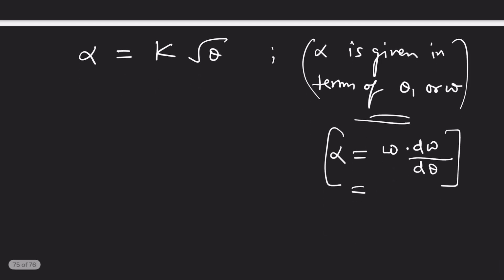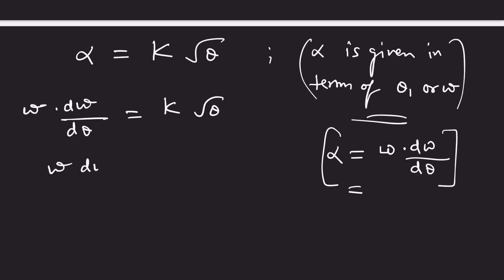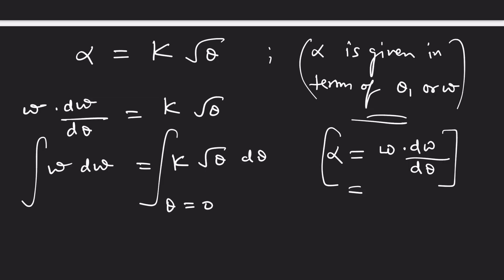Okay, so what we can do here, alpha we can replace with this general differential equation, omega into d omega by d theta is equal to K root theta. Okay, so guys we can write omega d omega is equal to K root theta d theta, and now integrate both the sides with the appropriate limits guys. So when theta was 0 guys, your initial velocity was omega naught, and let's say when your angular position is theta, at this point your angular velocity is omega.